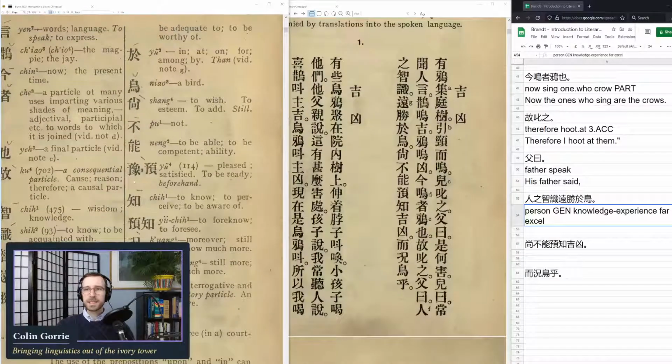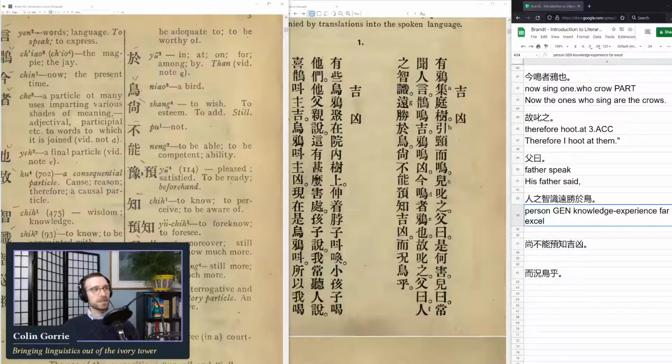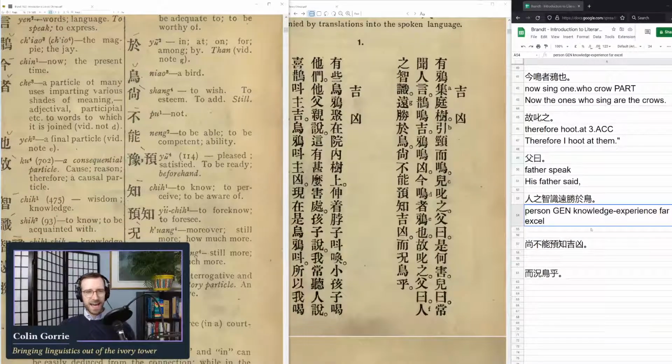What's next? Far exceeds then. Oh, interesting. Okay, so we have this. This looks like a fairly generic preposition, yu. In, at, on, for, among, by, you know, whatever you want, just put it in there. But it also here is going to be translated as than, which is interesting. And we have note G to help us with this. So let's look at that in a second. Let's just translate it as than.